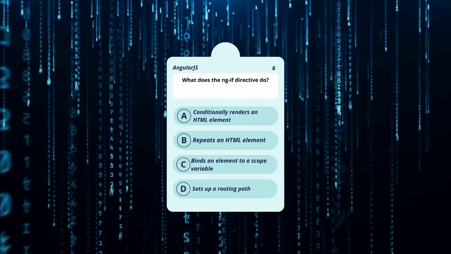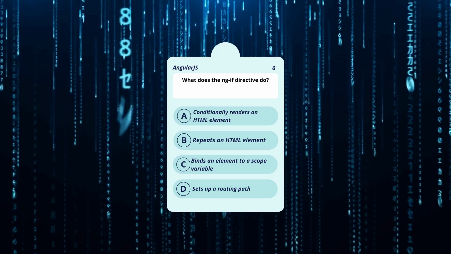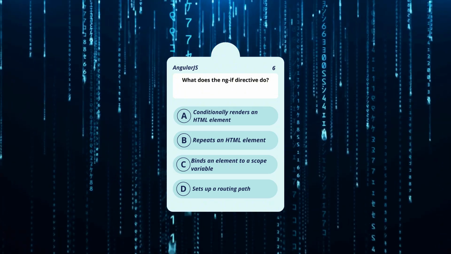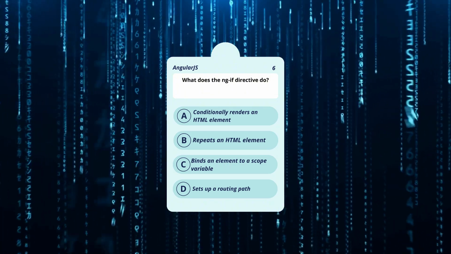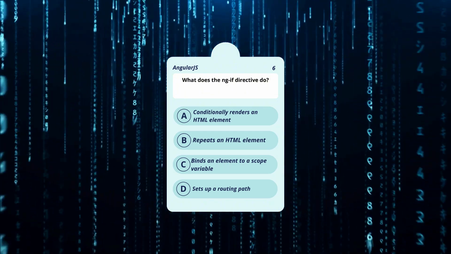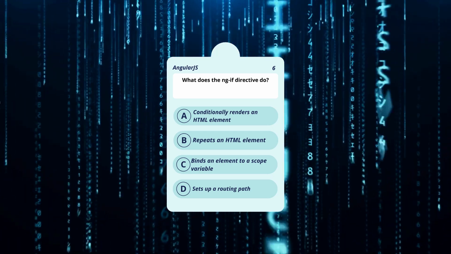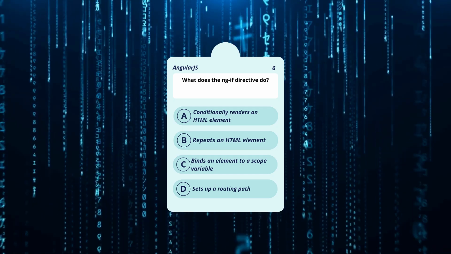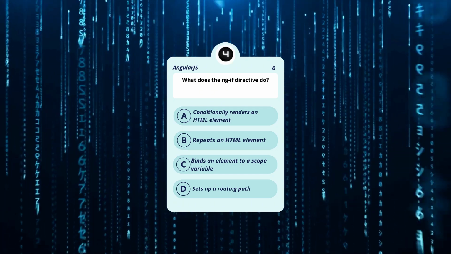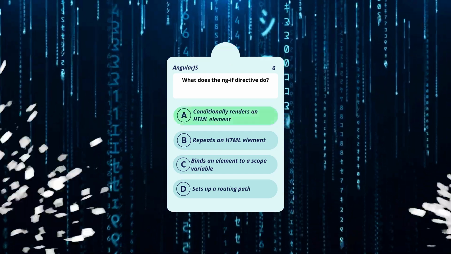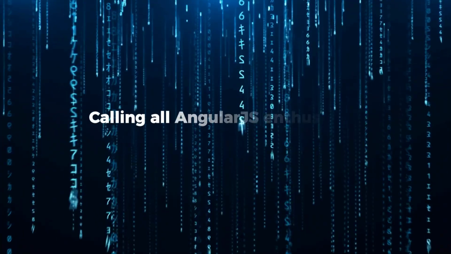What does the ngIf directive do? A. Conditionally renders an HTML element. B. Repeats an HTML element. C. Binds an element to a scope variable. D. Sets up a routing path. Answer A.